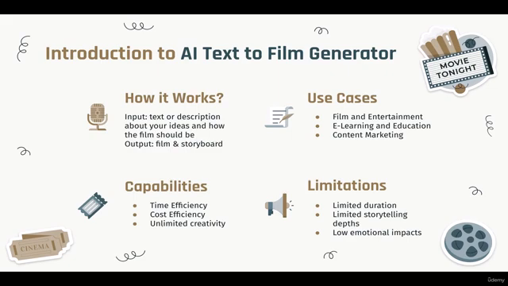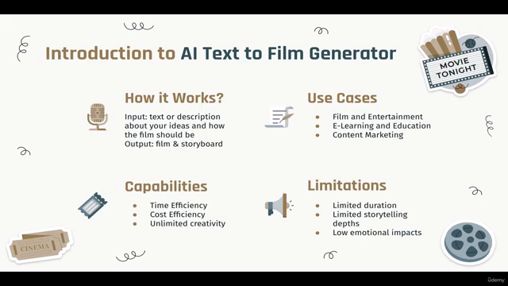And the second one here is e-learning and education. In the field of education, AI text-to-film generators can convert written educational materials into video lessons, making learning more interactive and accessible. This can be especially valuable for online courses and tutorials, right? Maybe you are a high school teacher or a middle school teacher, or maybe you create online courses, or whoever you are, using this technology is going to level up your content quality.